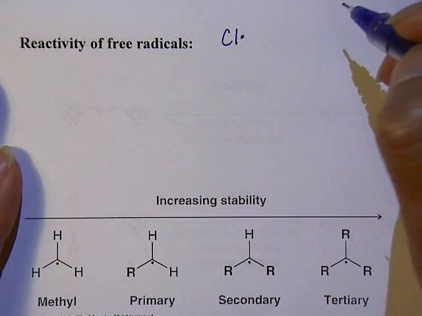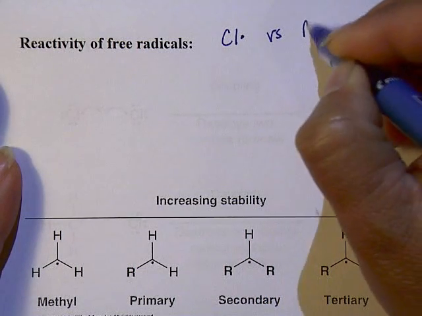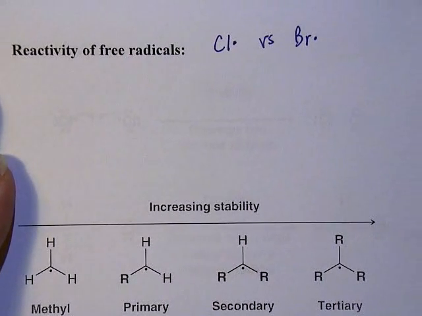So halogen radicals are commonly seen. Let's look at chlorine radical versus bromine radical. Are they different in reactivity? Yes. And which one do you think might be more stable? Remember, free radicals are electron deficient, so it wants electrons desperately. Which of these two, chlorine versus bromine, is more electronegative? You should know, looking at the periodic table, that chlorine is more electronegative.